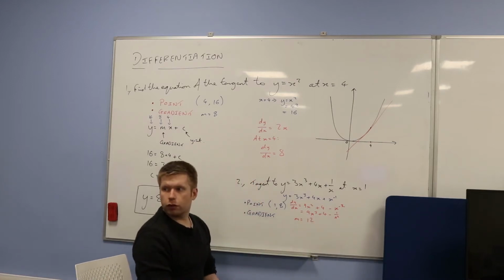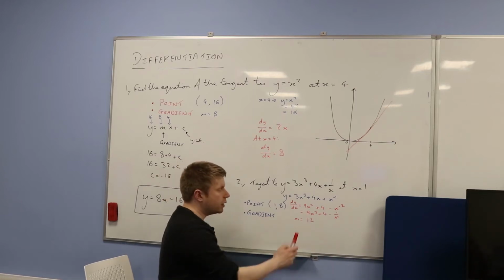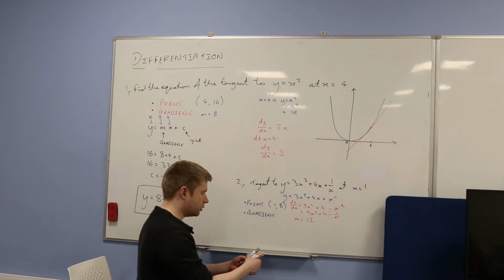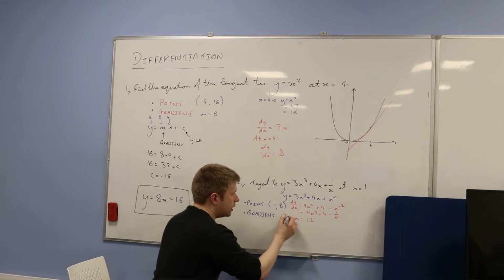12. You all happy with that? I'm simply sticking x equals 1 into this formula to find my value of the gradient. So I now know that my gradient is 12.